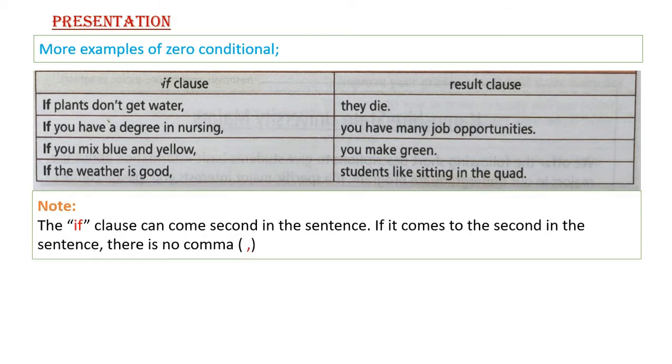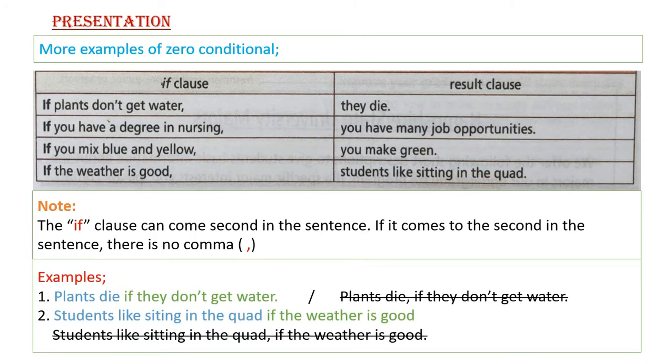I just want you to take note of one thing. The if clause can come second in the sentence. If it comes second in the sentence, there is no comma. What does it mean? Let's have a look at the example here. The example is: plants die if they don't get water.